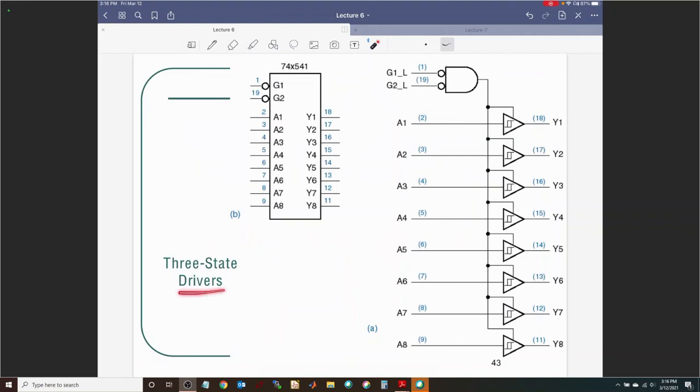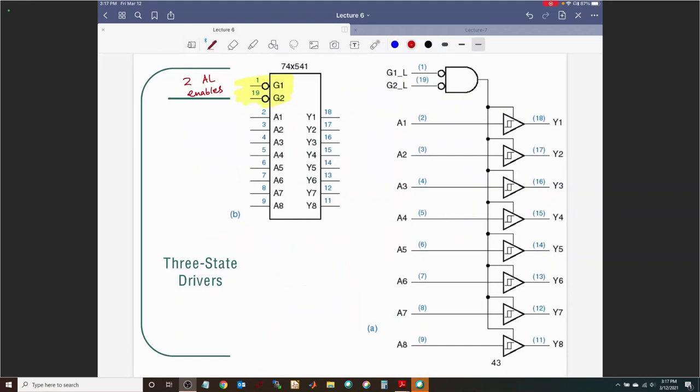All right, so let's take a look at some tri-state drivers or tri-state buffers in their standard chips. So this is 74X541. Two active low enables. Then we have 8 active high outputs. This is the internal logic diagram that goes for the 74X541.